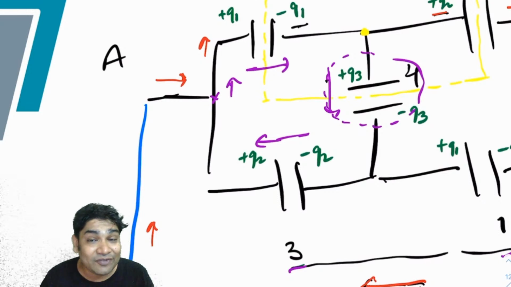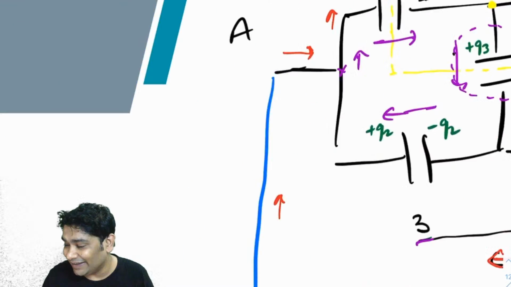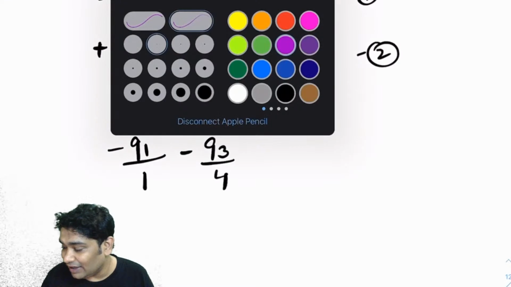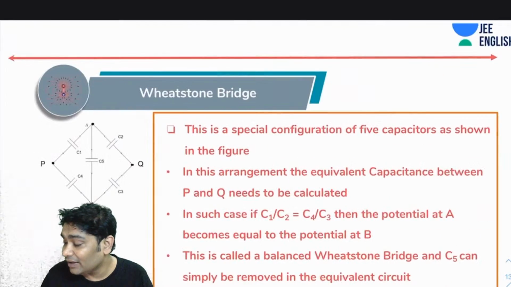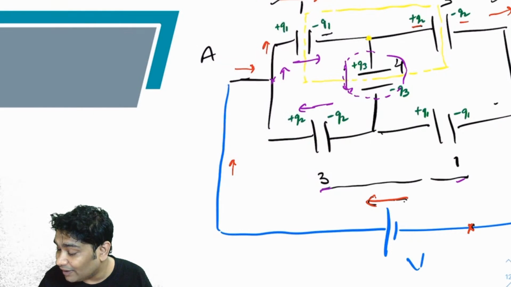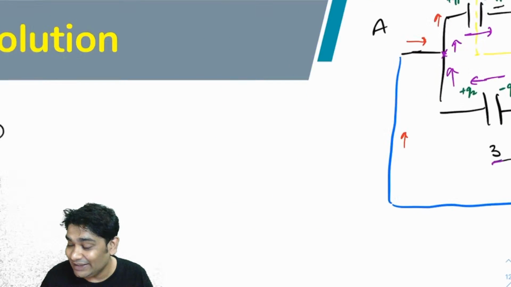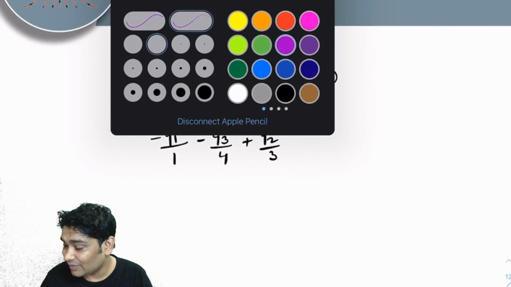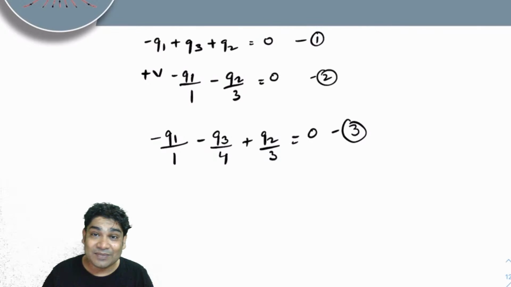And finally, I come here and I go back here. Now I'm crossing this from the negative side to the positive side. So the potential would increase. Yes, Mahendra, very good. So potential would increase by Q2 by 3. So the third term that I'll write is plus Q2 over 3. And then I get back to my starting point. So the sum of all these must be 0. Alright. So this is equal to 0. That is my third equation.